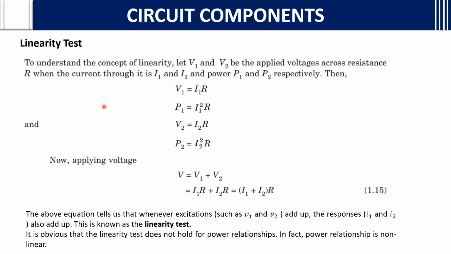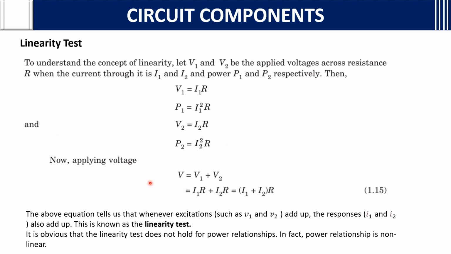Now let's see the linearity test of the resistive circuit. To understand the concept of linearity, let V1 and V2 be the voltages applied, I1 and I2 be the currents through the resistance R, and P1 and P2 be the powers. V1 is I1 into R, P1 is I1 squared R, as discussed in the previous slide. V2 is I2 into R, P2 is I2 squared into R.